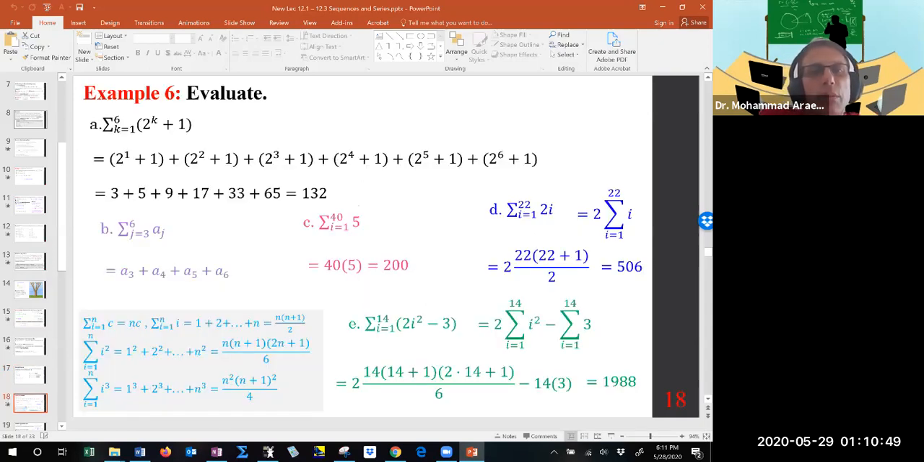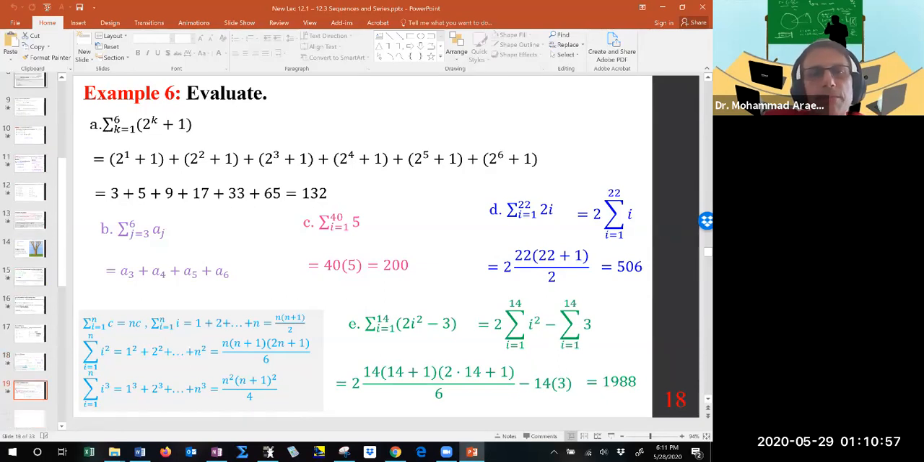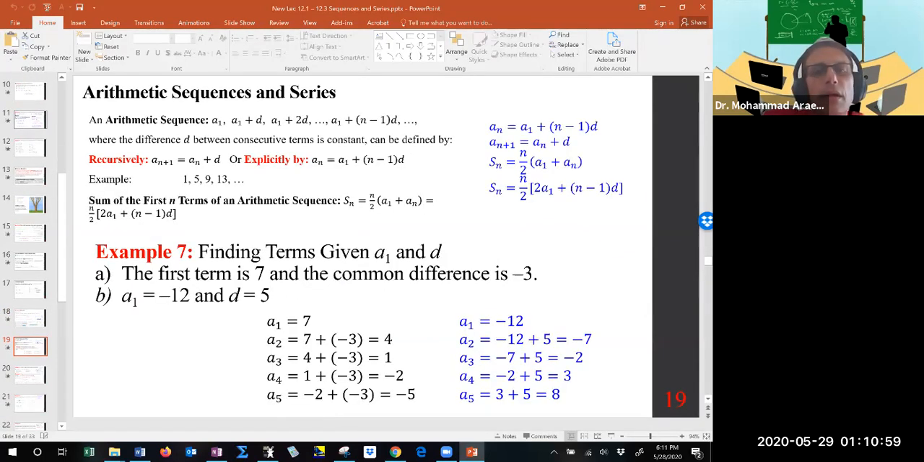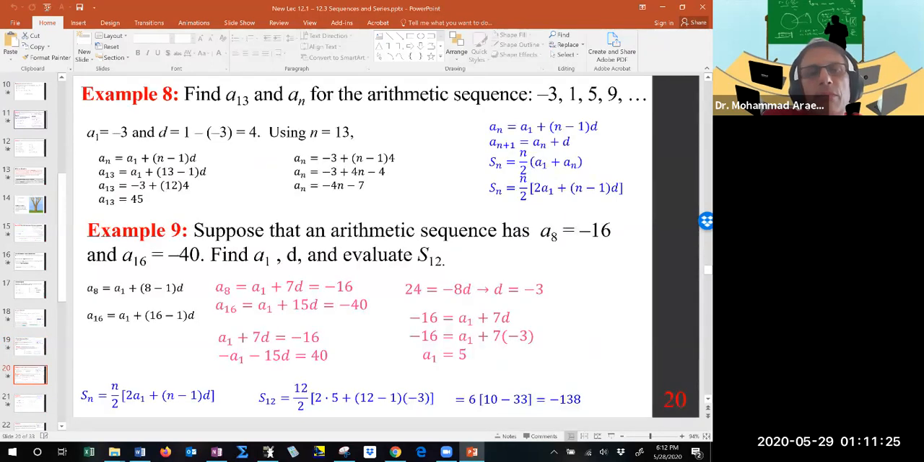We used the summation notation. We simplified some examples involving those. Arithmetic sequences were discussed again, and we looked at some examples. Now it's important to remember the formulas. a sub n is a sub 1 plus n minus 1 times d. And S sub n is n over 2 times a sub 1 plus a sub n.